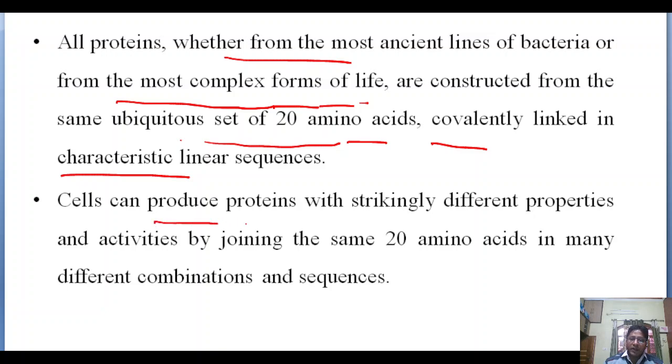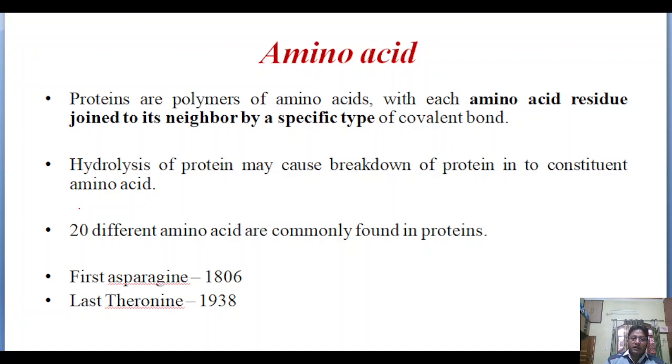So the cells can make proteins with different properties and activities by joining the same set of 20 amino acids in different combinations and sequences. So in this way, we can say these proteins are made up of the same set of 20 amino acids. Proteins are polymers of amino acids. There are 20 amino acids which make all types of proteins with diverse functions, and these amino acids are the same from bacteria to human beings, from the simplest form of life to the complex form of life. The same amino acids make the proteins in all these life forms.